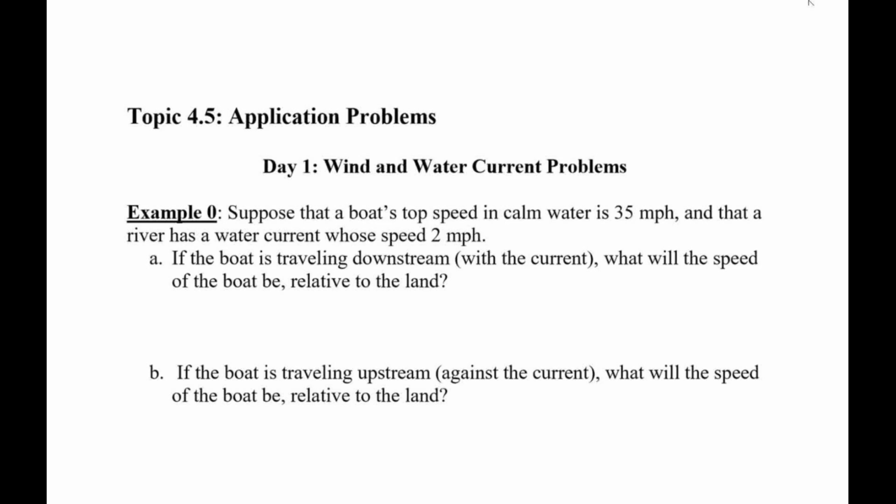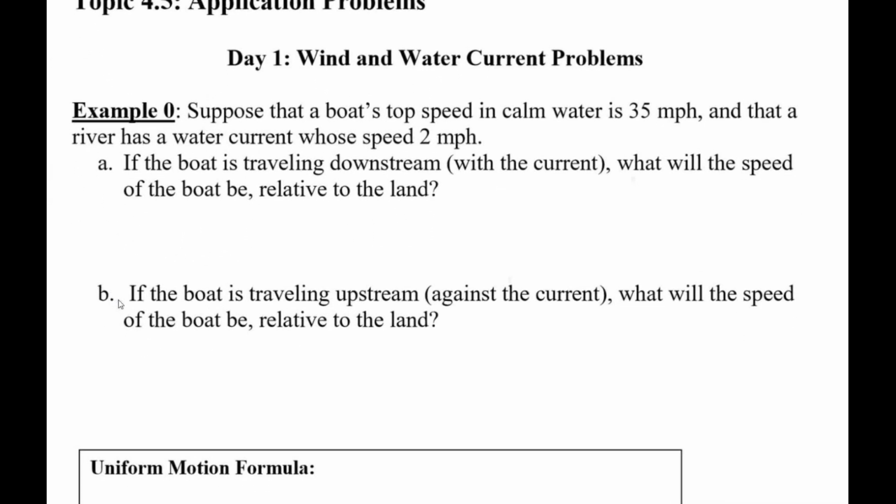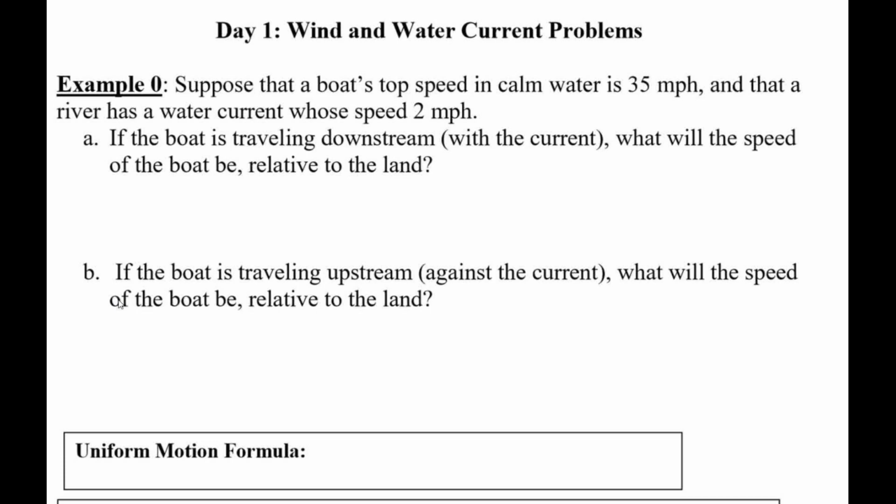Hello, and welcome to our video on topic 4.5, application problems. Today we're going to be starting with our wind and water current problems. And in example 0, we want to think about a boat that has a top speed of 35 miles an hour, but is going in a river that has a current of 2 miles per hour.